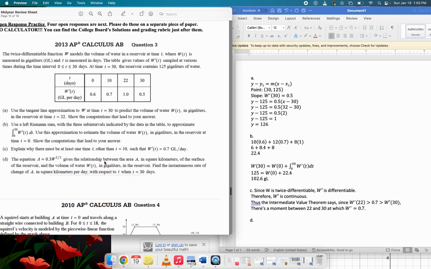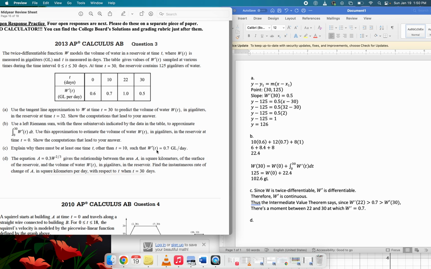Part D, the equation gives the relationship between the area A in square kilometers of the surface of the reservoir and the volume of water W of t in gigaliters in the reservoir. Find the instantaneous rate of change of A in square kilometers per day with respect to time. I was not paying attention when I was reading that out loud. I was thinking about something else. What does it say? Find the instantaneous rate of change of A in square kilometers.